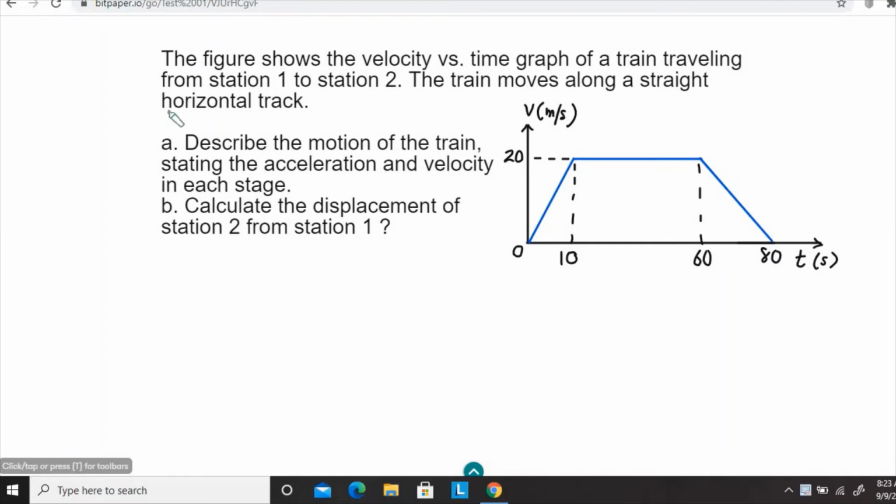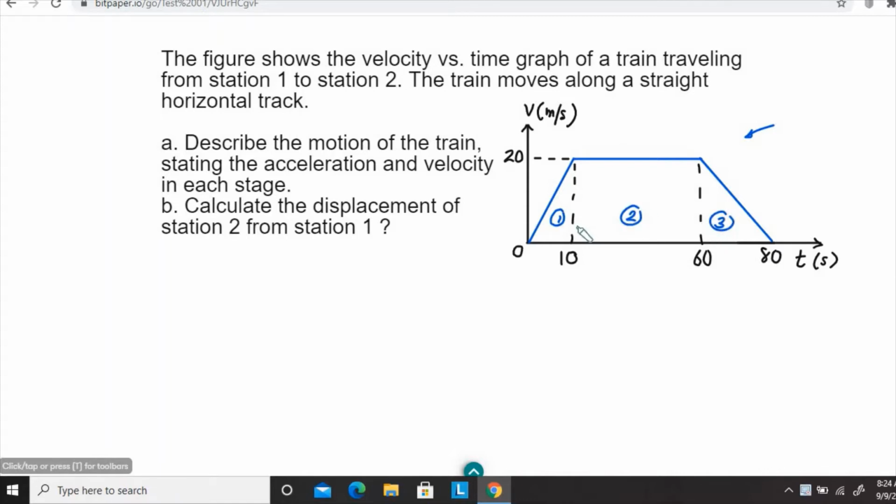So this is another problem involving motion along a straight line. There's a station 1 and a train starts at rest from station 1 and it travels to station 2. So the subsequent velocity versus time graph for that motion of the train is shown here. You can clearly see there are three stages for this motion. This is stage 1, this is stage 2, and this is stage 3.